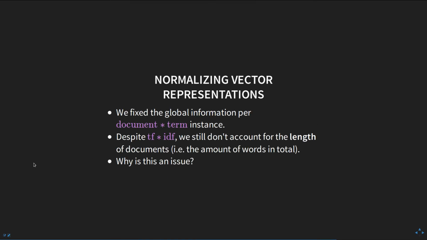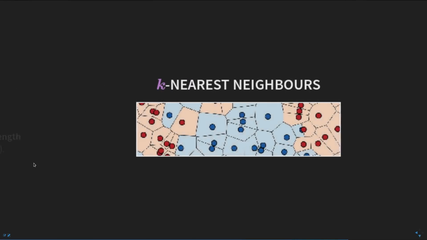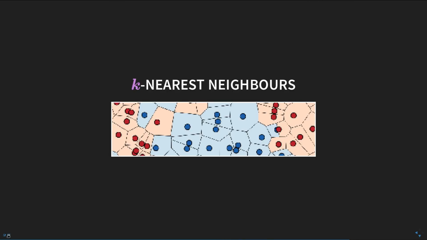So far we've fixed sort of how we represent information in a nicer way than just using frequencies or binary representations. But despite the fact that we use TF-IDF, we still don't account for the length of the document. So longer documents will still be weighted more, even under TF-IDF weighting, and we have to do something about this. And I will illustrate why in a practical application using the k-nearest neighbors algorithm that uses certain distances and the labels of certain instances to make classifications.